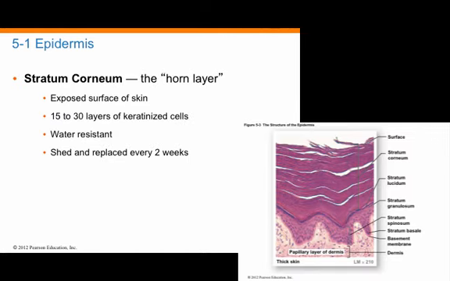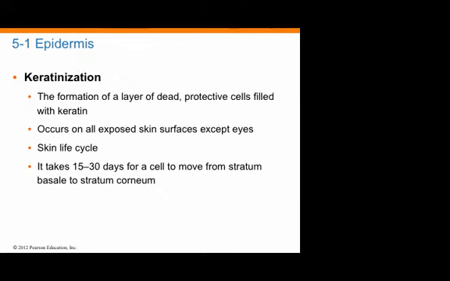The stratum corneum is the most superficial layer of the skin. This layer is the exposed surface of the skin. It is also called the horn layer and contains 15 to 30 layers of keratinized cells. This layer of dead cells is water resistant. The dead cells will be shed and replaced every 2 weeks as new cells are produced and move up from the stratum basale and the stratum spinosum.